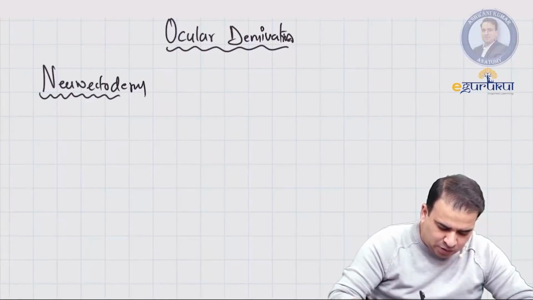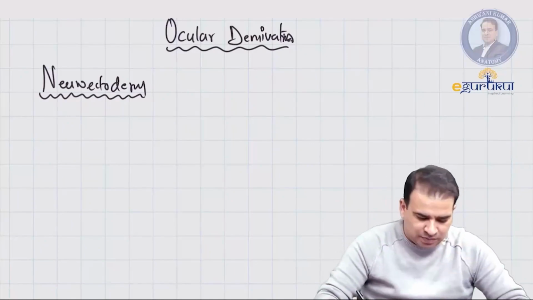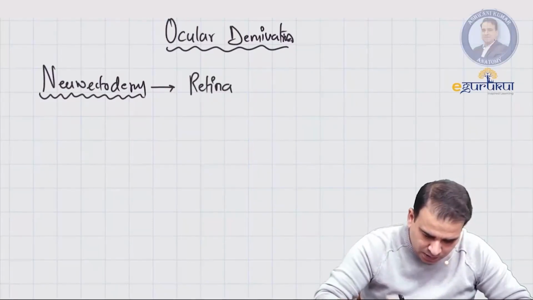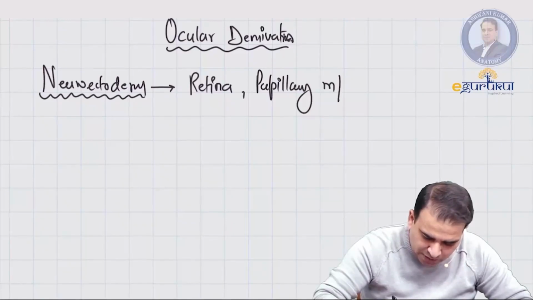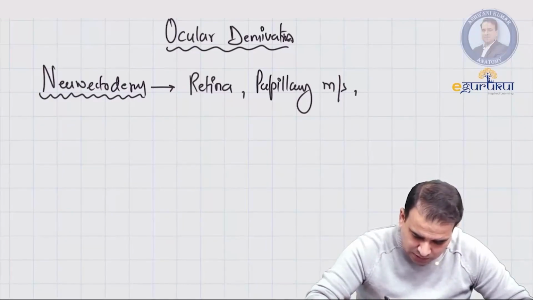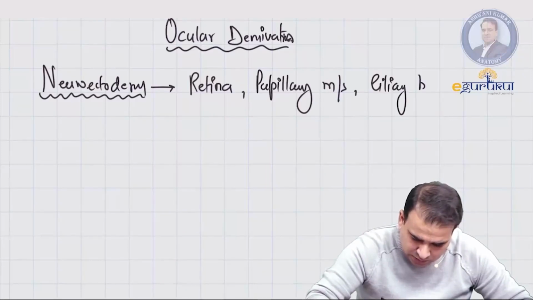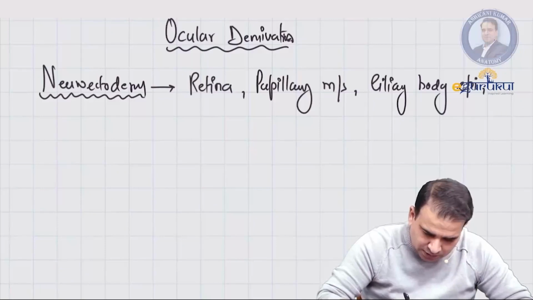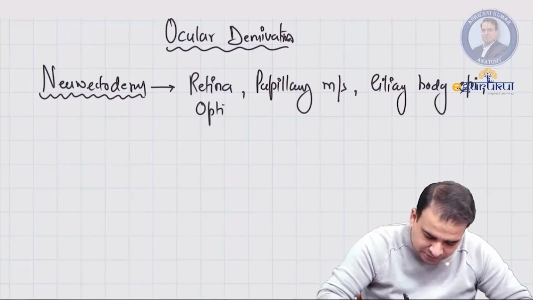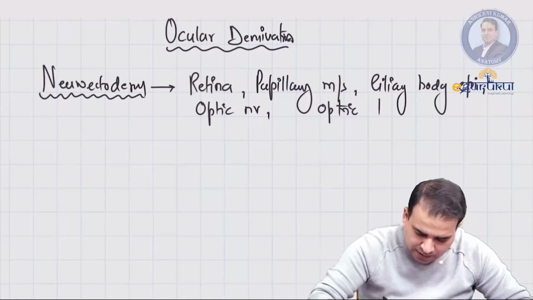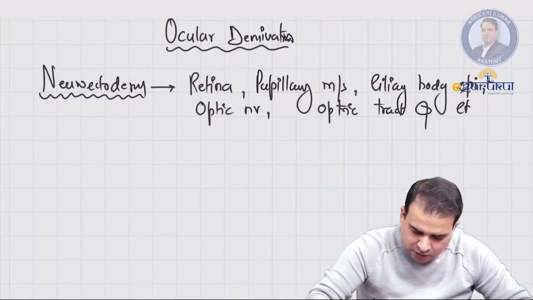So starting with the neuroectoderm, the neural tube was formed from the neuroectoderm. Now the neuroectoderm will give rise to the retina. It will give rise to the pupillary muscles, sphincter pupillae and dilator pupillae. It will also give rise to the ciliary body epithelium. It gives rise to the optic nerve, optic tract, and even the optic chiasma.